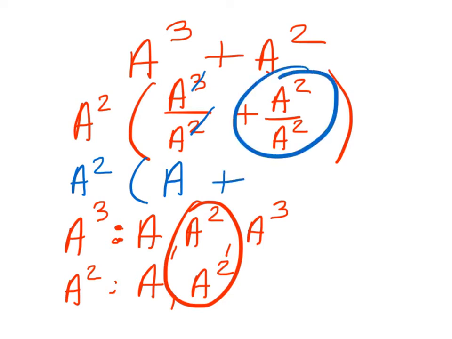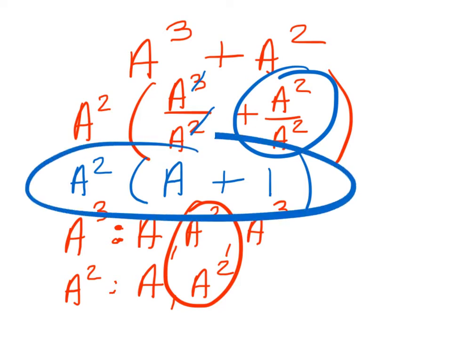And I have a squared divided by a squared. Something divided by itself is always what? 1. So you would have a squared times the quantity a plus 1. That's the factorization. That's the most you can take out of a to the third plus a squared.